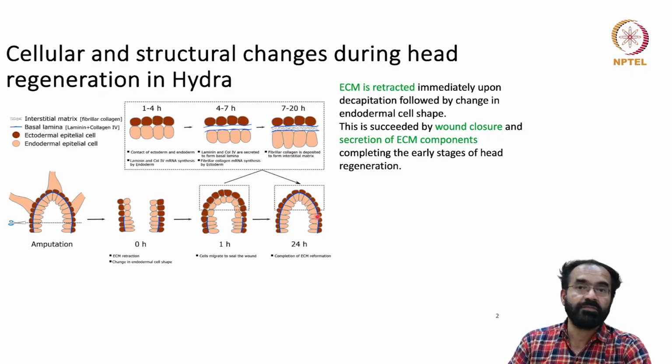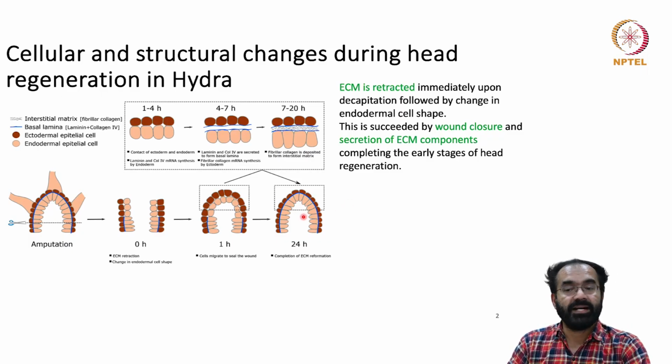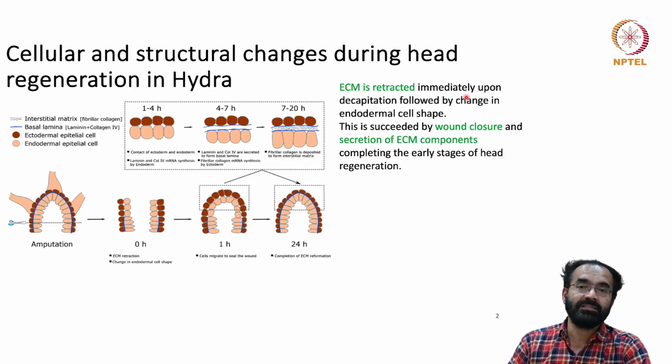So now what is left? It has to make the tentacles back. This is what is needed for the head to form. The ECM is retracted, and that is very important. It is retracted immediately so that it gives freedom for the cells to move around, because when there is no matrix it is free for all.